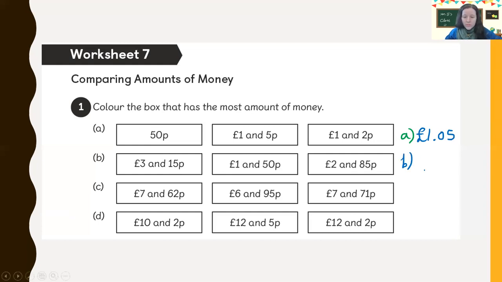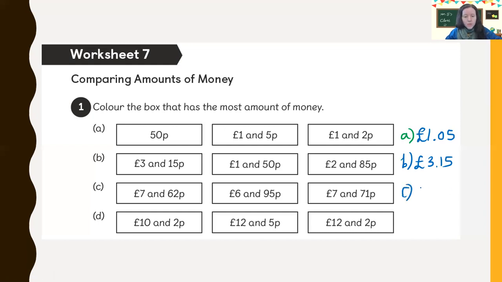What about this one? What did you get? £3.15, £1.50 or £2.85? What's bigger, 3, 1 or 2? 3. Super simple, easy peasy. £3.15. It's all about those pounds. I was going to write a pound sign then.